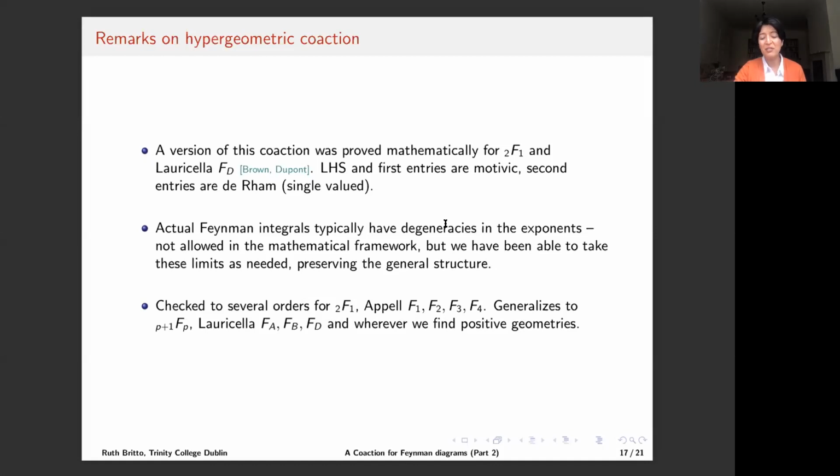And so we would check this for various functions to several orders. And the construction will generalize to any kinds of positive geometries where these canonical forms exist.